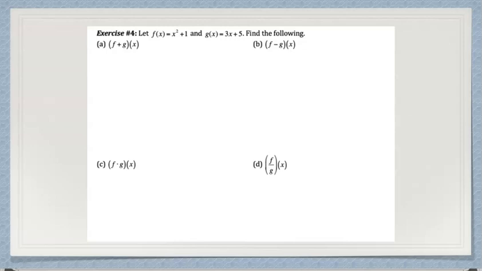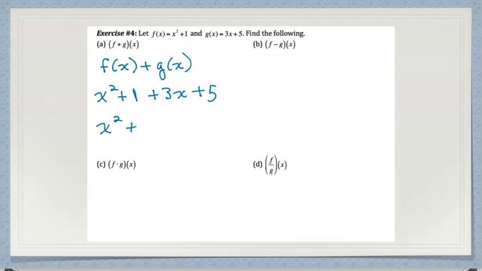So if I say f plus g of x, what I'm saying is I'd like to find f of x plus g of x. Now, if my input is x into the f function, I get out x squared plus 1. I'm just putting an x everywhere I see an x, really. And then g of x is 3x plus 5. So plus 3x plus 5. And then just like in any algebraic expression, you want to simplify this. So you get x squared plus 3x plus 6.